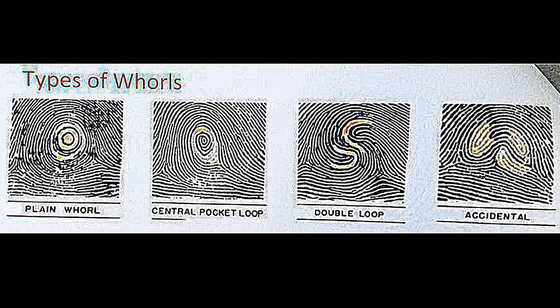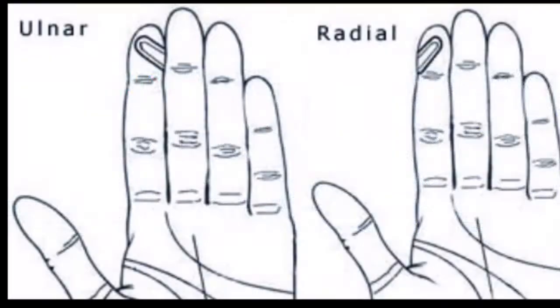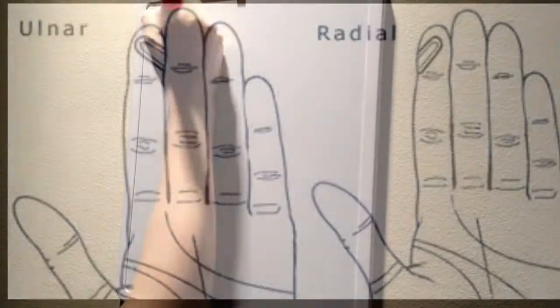There are four types of whorls. The first, plain whorl. Second, a central pocket loop that is not symmetrical and often looks like a peacock eye. The third is a double loop that has two separate loops and often looks like the symbol of yin and yang. And the fourth, accidental, with a mixture of two different types of patterns. Lastly, we have the ulnar loop that opens towards the pinky and the radial loop that opens towards the thumb.